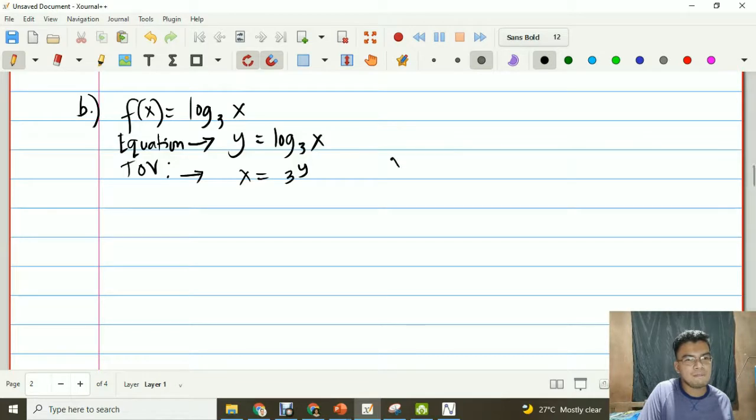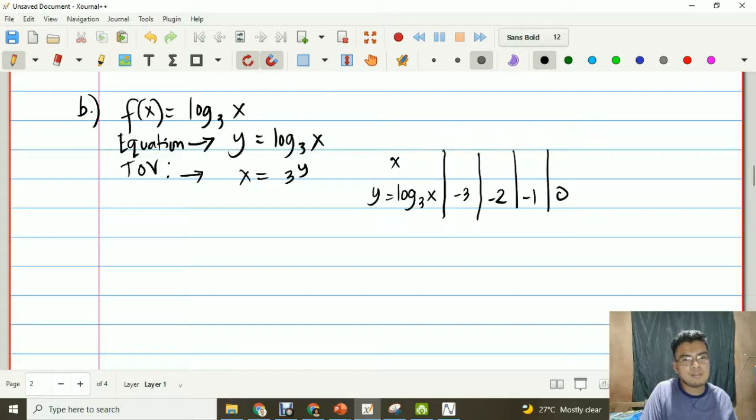So this will be x, and then this will be y is equal to log base 3 of x. We have negative 3 for y, then negative 2, negative 1, 0, 1, 2, and 3.